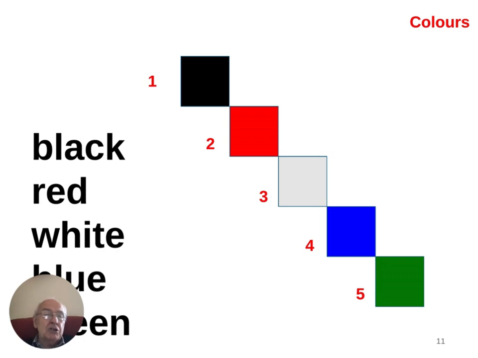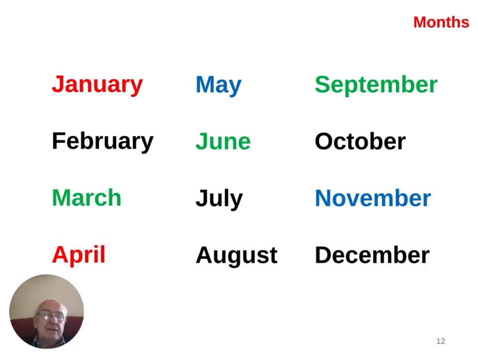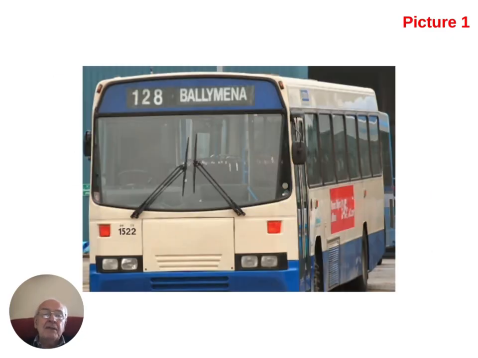Then colours, what colour is it? And getting them to spell perhaps white to check on letters. Then similar process for months, but identifying what are the green months or what are the red months, and perhaps when is your birthday. Then we move to 3 pictures.